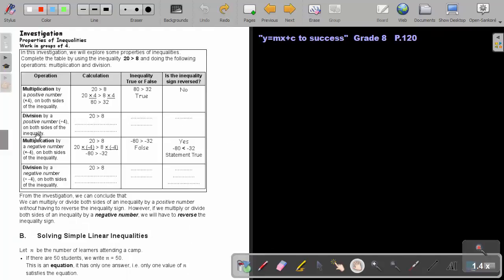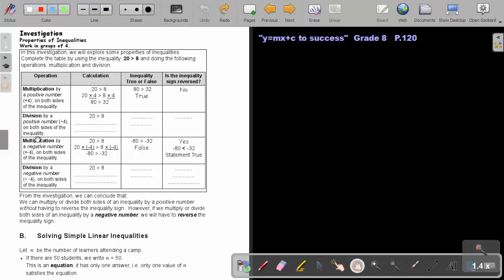Okay, I'm going to go through this investigation so that it helps you to solve simple linear inequalities. In this investigation, we will explore some properties of inequalities. Complete the table by using the inequality 20 is bigger than 8 and doing the following operations: multiplication and division. Multiplication by a positive number, multiply by 4 on both sides of the inequality. So I times 4 and I times 4 and I get 80 is bigger than 32. That is true. Is the inequality sign reversed? No, not necessary.